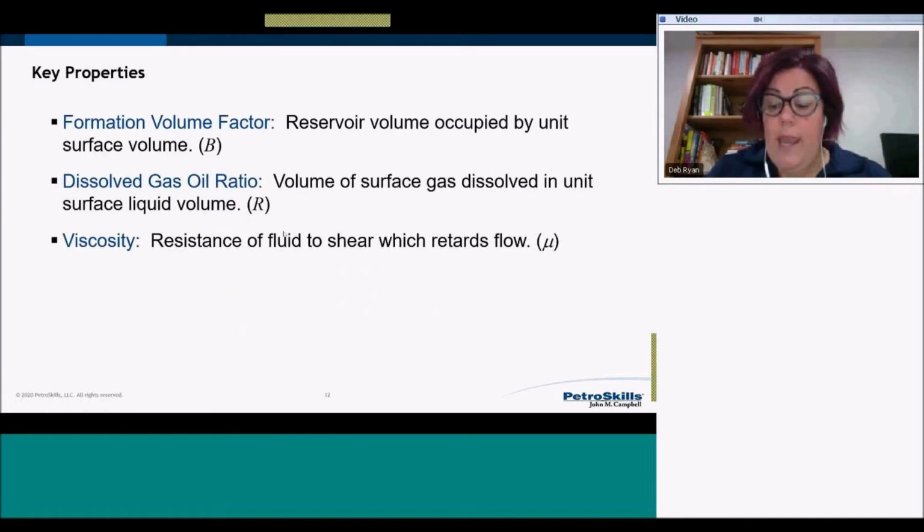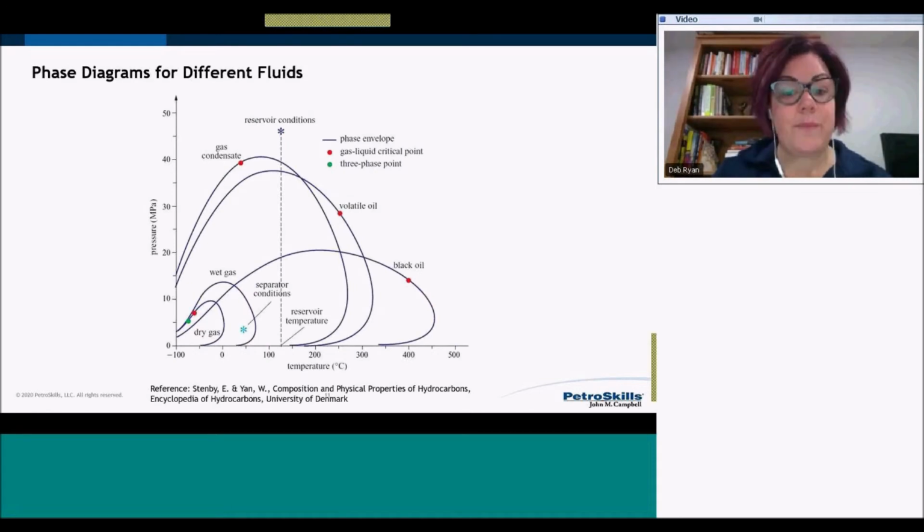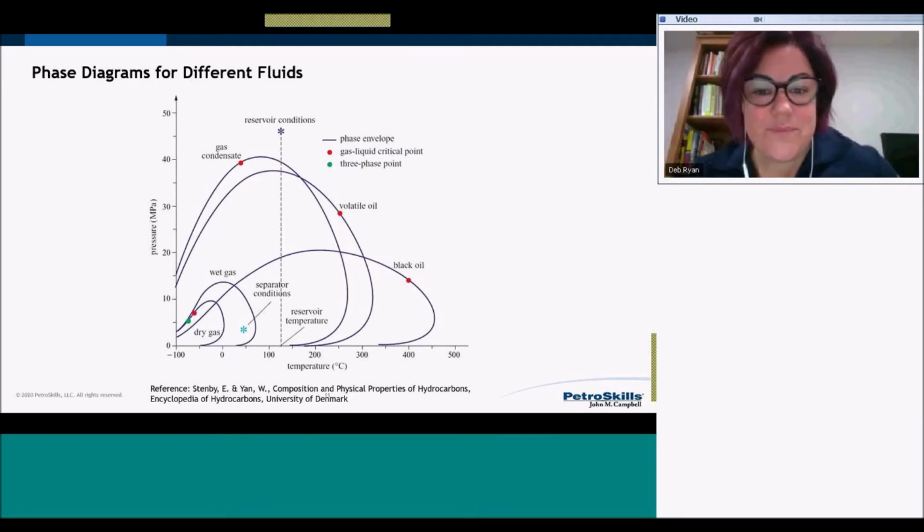Hey, Deb. A quick question before you move off that phase diagram. I know this is a lot. We had a question come in asking if you could explain how the curve on the phase diagram is determined for the fluid, and the same question for determining the critical point.